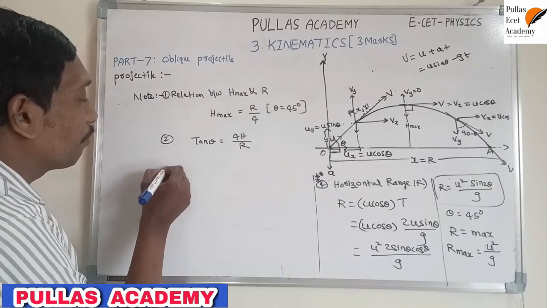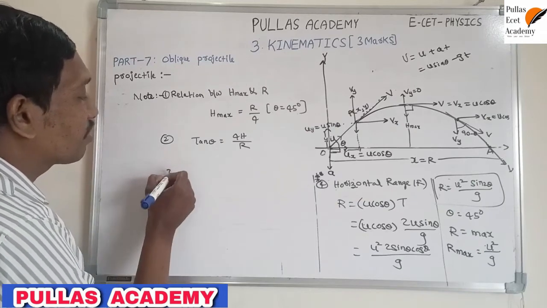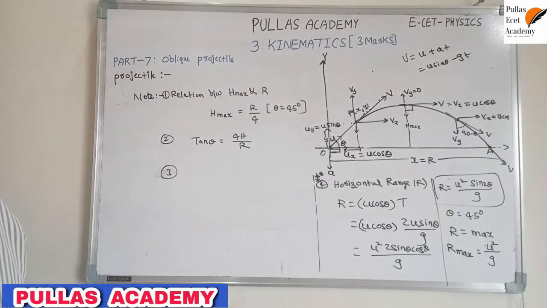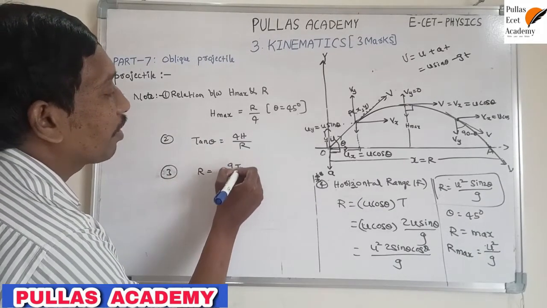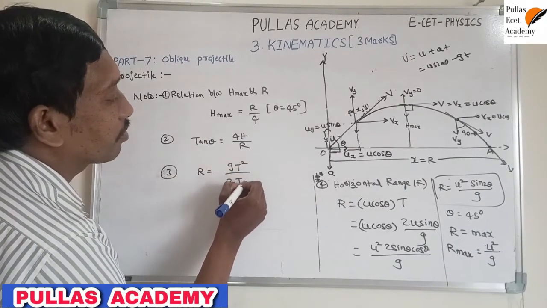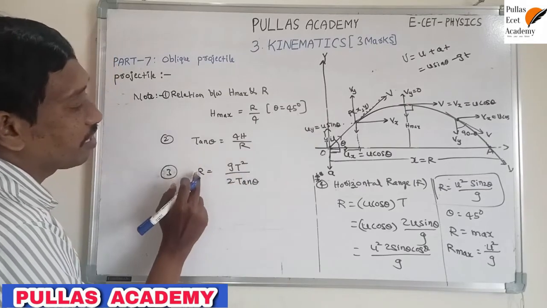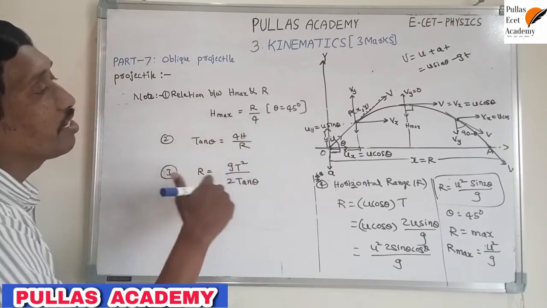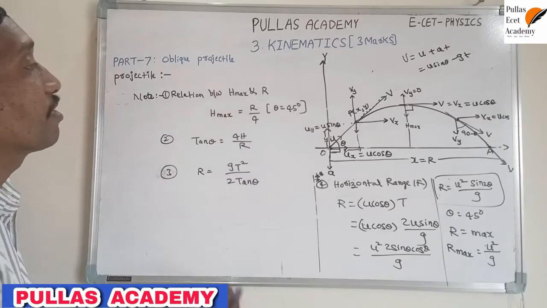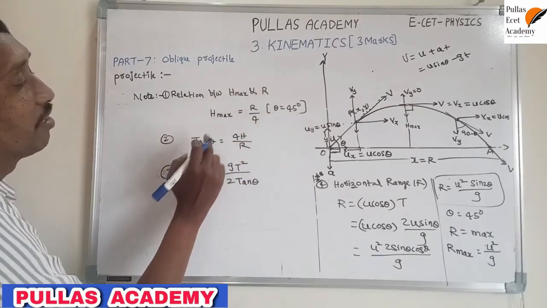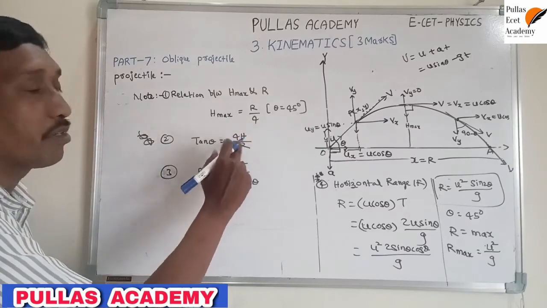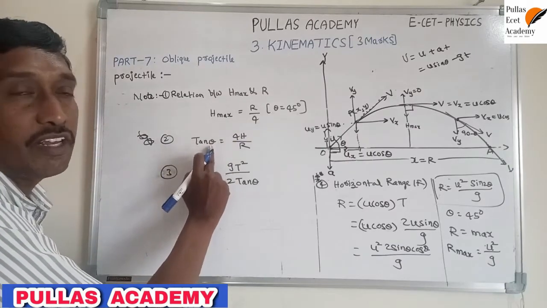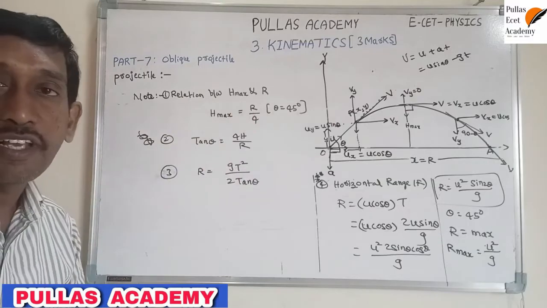Next, one more relation here. That relation indicates R is equal to g t square by 2 tan theta. So this equation indicates the relation between R and t. These all are the important relations, the relation between H and R. This is the most important relation here. Previous questions are repeated from this area. You have to concentrate on this area.